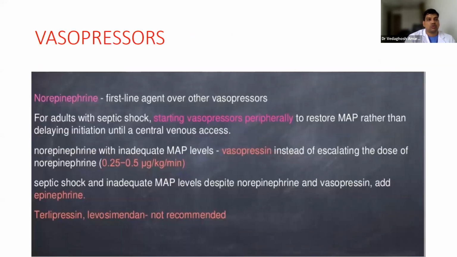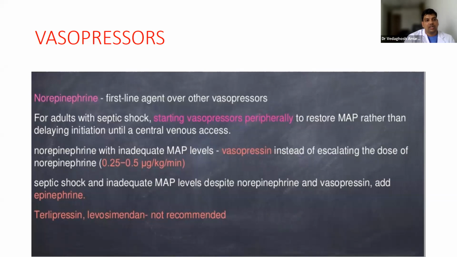Coming to vasopressors, what type of vasopressor you will start, how much dose you will start, and what adjuvant vasopressors you give. So they say norepinephrine is the first line agent over the other vasopressors. For adults with septic shock, start vasopressors peripherally to restore mean arterial pressure rather than delaying infusion until central venous access. So whenever a patient comes, you should start the noradrenaline through the peripheral line. You should not postpone until the central line is placed. Once the central line is placed, you can change over to the central line, but don't wait for the central line to be placed.